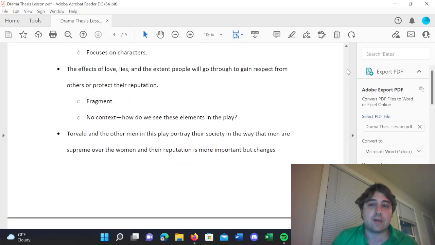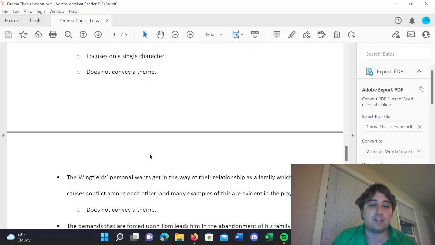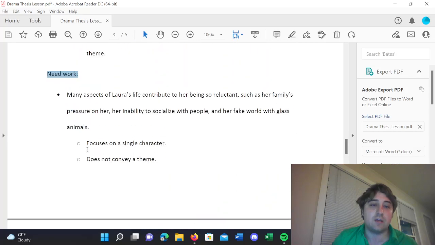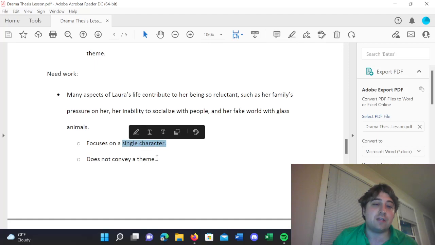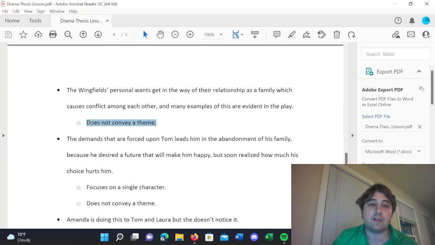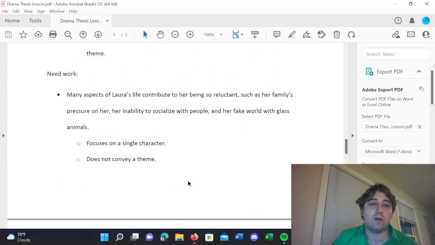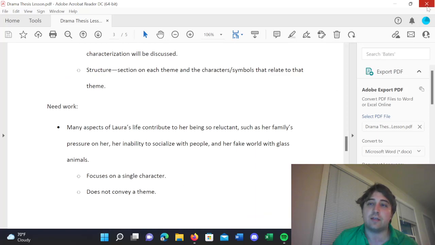All right. There's also examples of thesis statements that need work here. Those are thesis statements that might be missing something. So if it focuses on a single character or does not convey a theme, those might be missing something. You might want to broaden it to more than one character, and you definitely need to have a theme. That's going to be the heart of your thesis statement. Does not convey a theme, another problematic one. Focuses on a single character, does not convey a theme. Noticing a pattern here, right? We don't want our thesis statement to look like that.